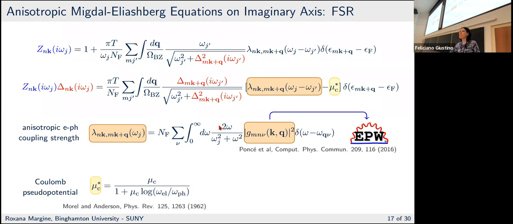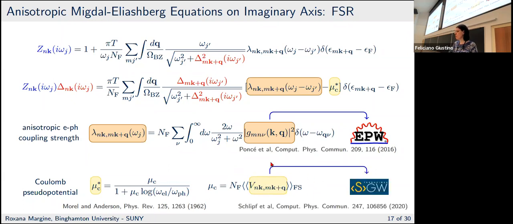In principle, I said that right now you can use a Coulomb pseudo-potential mu star, which is a semi-empirical value, but in principle, you can estimate this Coulomb pseudo-potential ab initio, and we have done this in a few studies. The way we did it, the Coulomb interaction was calculated with the Sternheimer-GW code, and then we used the Morel-Anderson pseudo-potential model to estimate mu star.